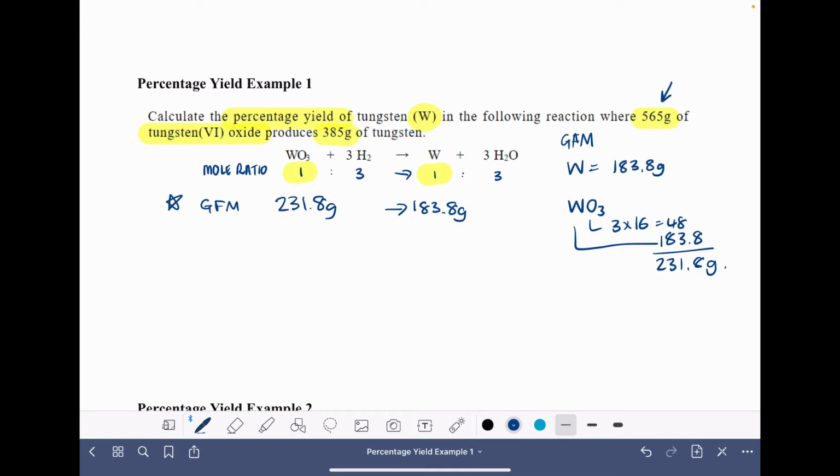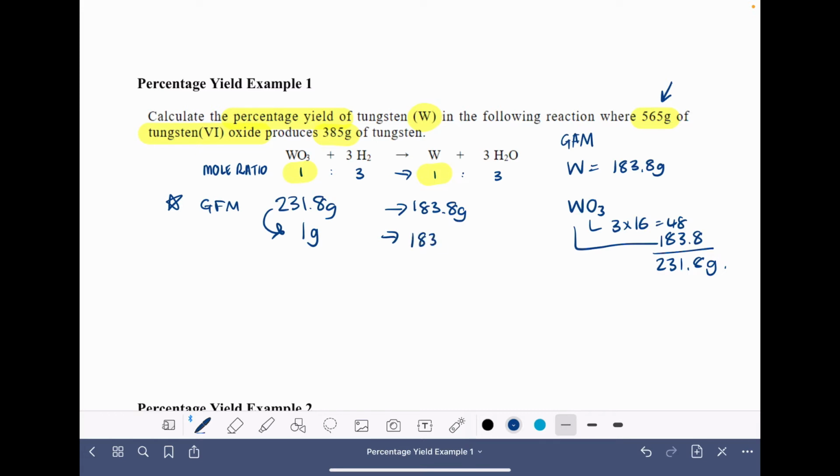So we actually started with 565 grams. What mass would we get, i.e., what is the theoretical yield? It's a bit tricky to go from one number to the other, especially for people who struggle a wee bit with calculation. So we're going to say, well, what would 1 gram give us? To get from 231.8 down to 1, we divide by 231.8. Any number divided by itself is 1. So we do the same to the other side.